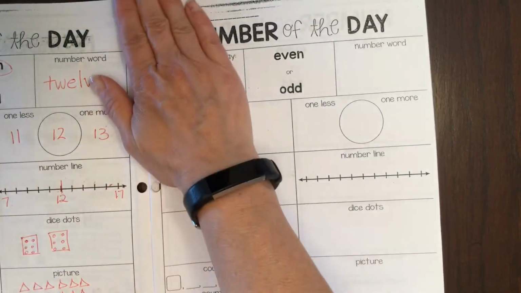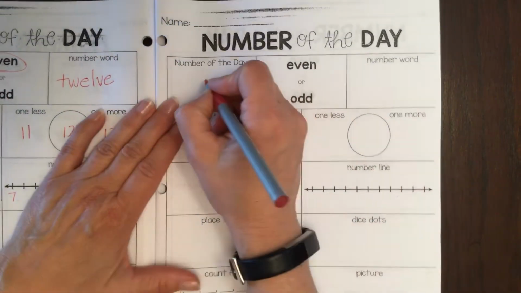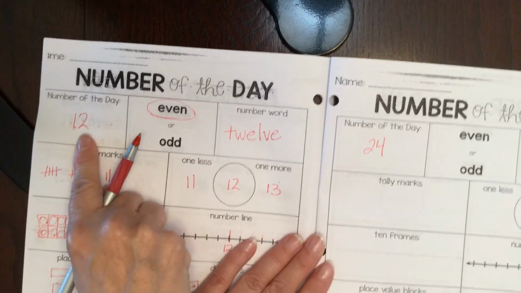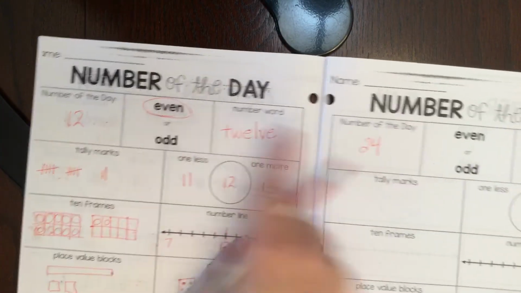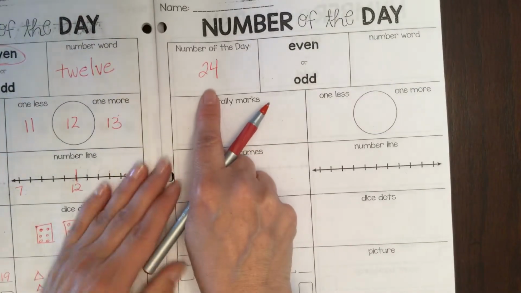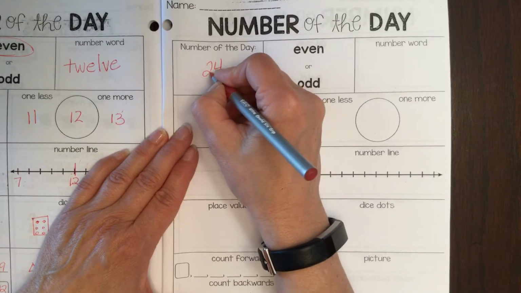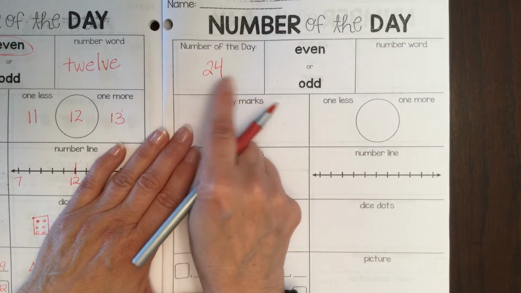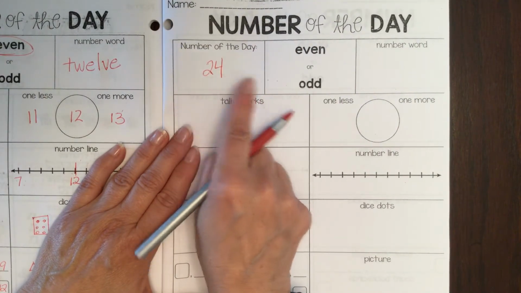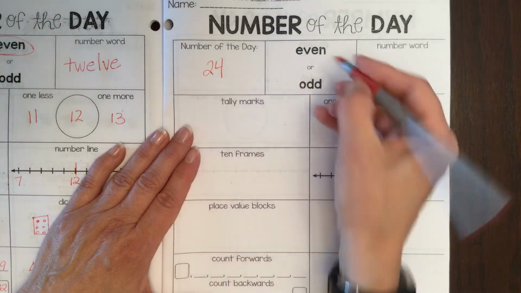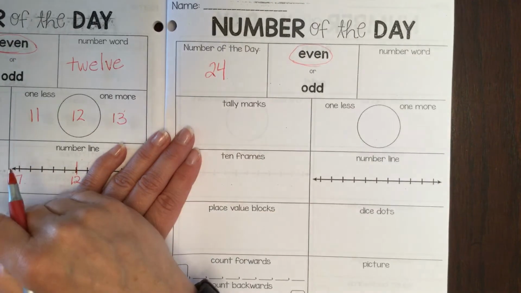Join me after your calendar is done to find your next empty number of the day page. And I said our number of the day was 24. You might notice our number of the day yesterday was 12, and you might know that 12 plus 12 equals 24. Again, it is an even number, and we can get there counting by 2, so count along with me. 2, 4, 6, 8, 10, 12, 14, 16, 18, 20, 22, 24. That means that it is an even number, my friends.